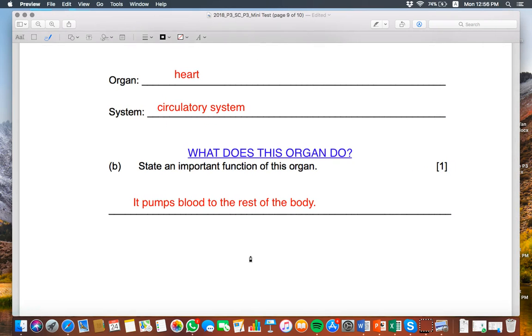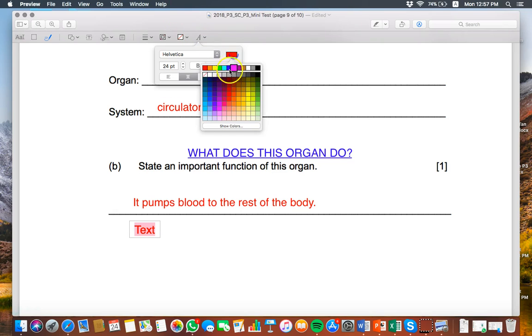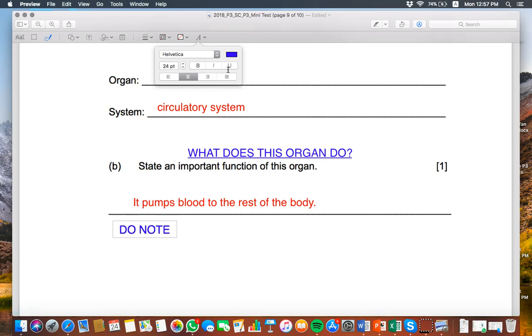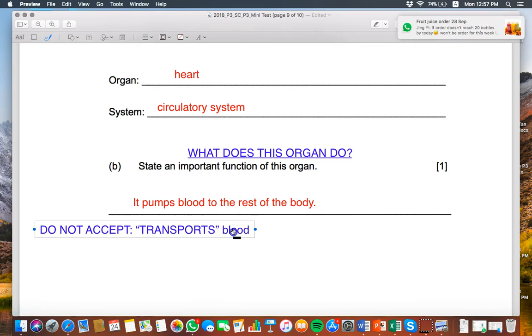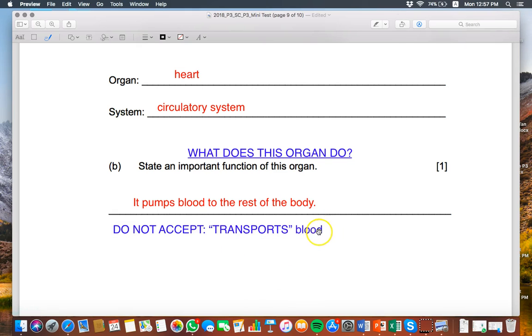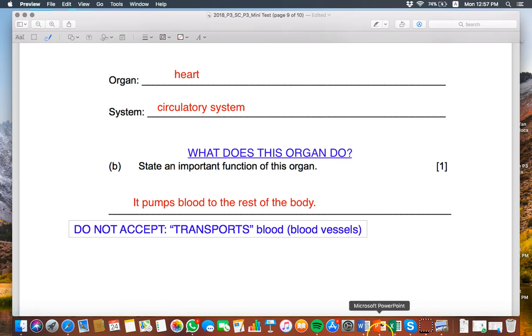So teacher, please pause if you need to. Okay, what do I not accept? Copy this down. I'm not going to repeat. Do not accept "transports blood." Why? The transporting of blood is done by the blood vessels, not the heart.